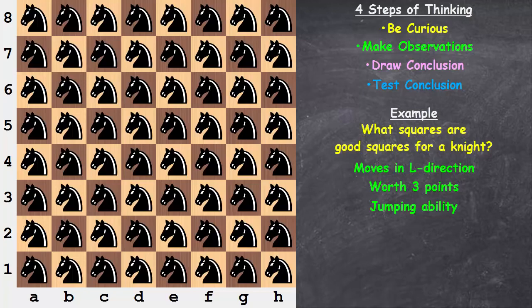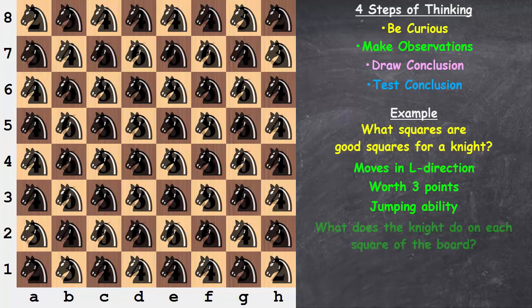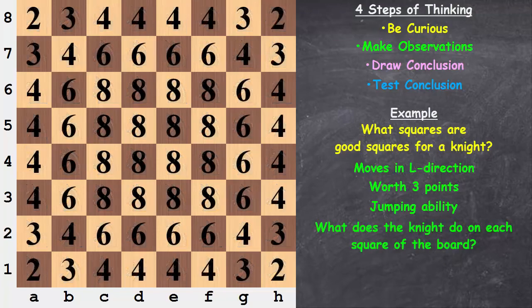Another thing we can say, well, if we're curious about what squares are good squares for a knight, how does the knight stand on each square? What does the knight do on each square of the board? Now, what I have mapped out is the maximum number of moves a knight has from every square on the board.